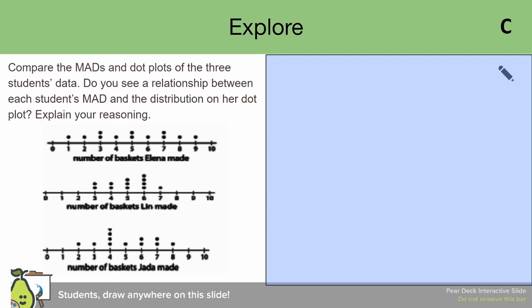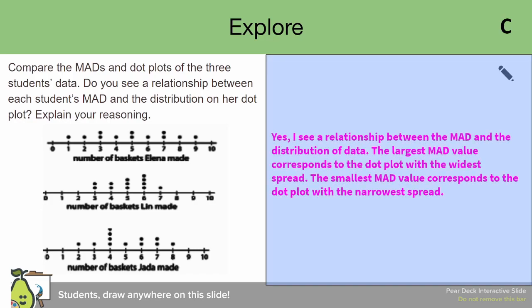Okay, so with that out the way, let's actually answer the question. Please pause the video. What do you think? Do you see a relationship between each student's MAD and the distribution of their dot plots? All right, welcome back. If you said, yes, I see a relationship between the MAD and the distribution of data. The largest MAD value corresponds to the dot plot with the widest spread. The smallest MAD value corresponds to the dot plot with the narrowest spread.